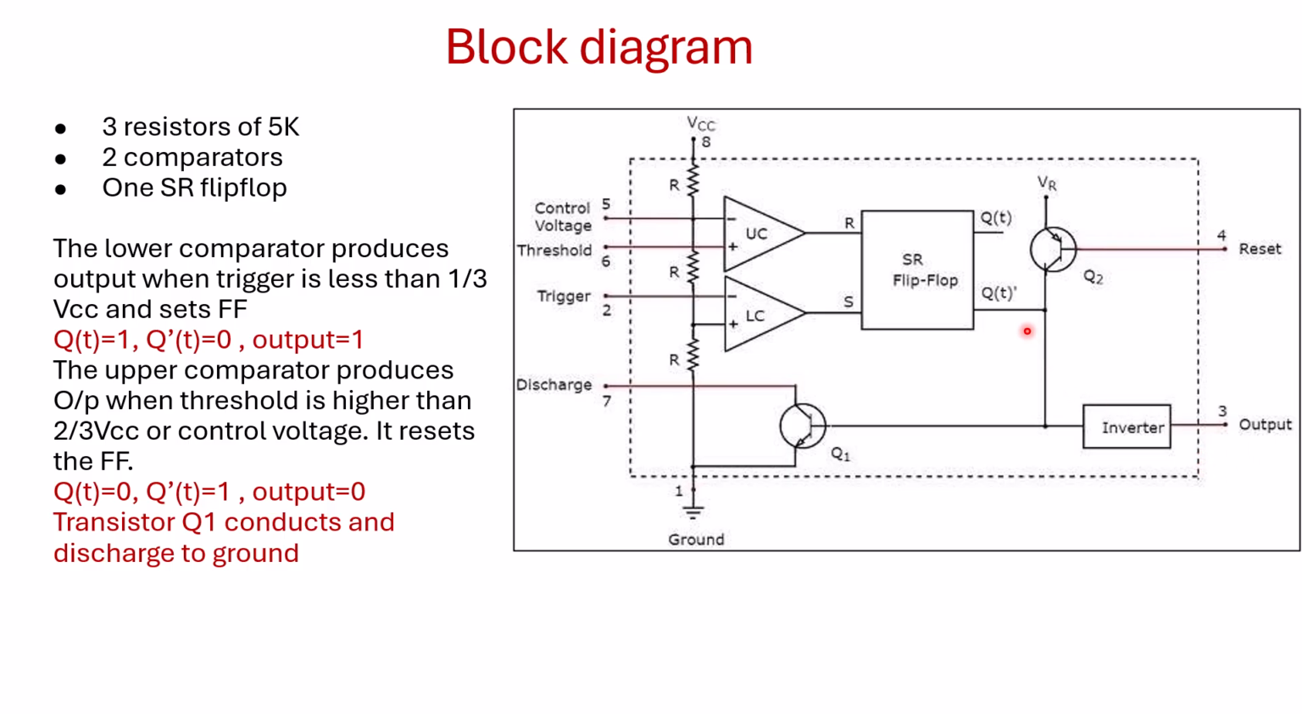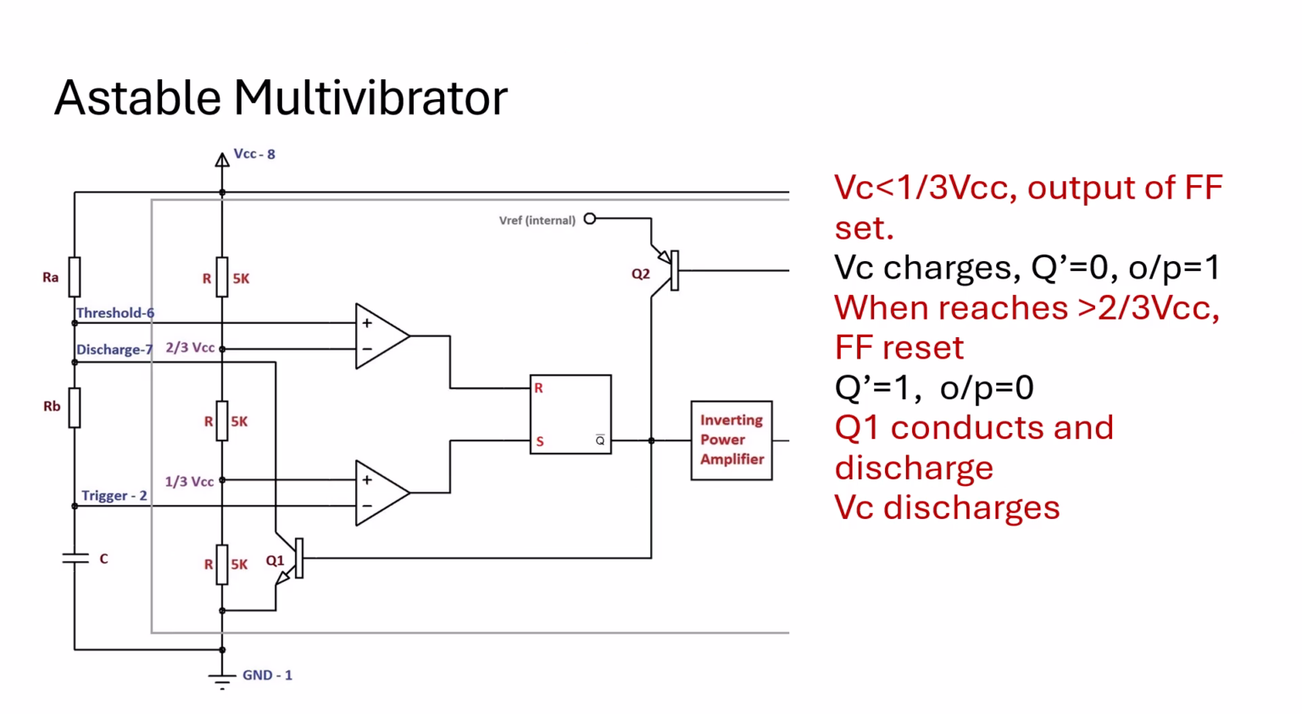Again you can see this Q dash is 1, and that is fed to this transistor Q1. So the transistor will now be in the conducting state. When your transistor Q1 is in the conducting state, it will help to discharge the current to ground. So this is how the 555 timer is working.